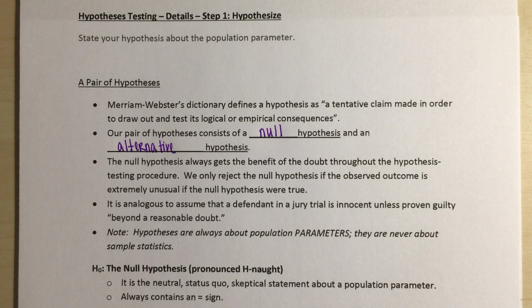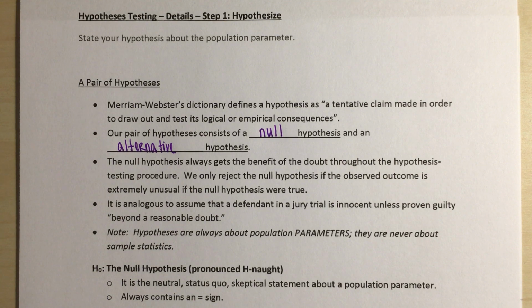Thinking about our null hypothesis, it's analogous to assuming that a defendant in a jury trial is innocent until proven guilty beyond a reasonable doubt. So the idea is we're going to assume that the null hypothesis is true, just like we assume that the defendant is innocent until proven guilty beyond a reasonable doubt. So if we end up with extremely unusual results here.